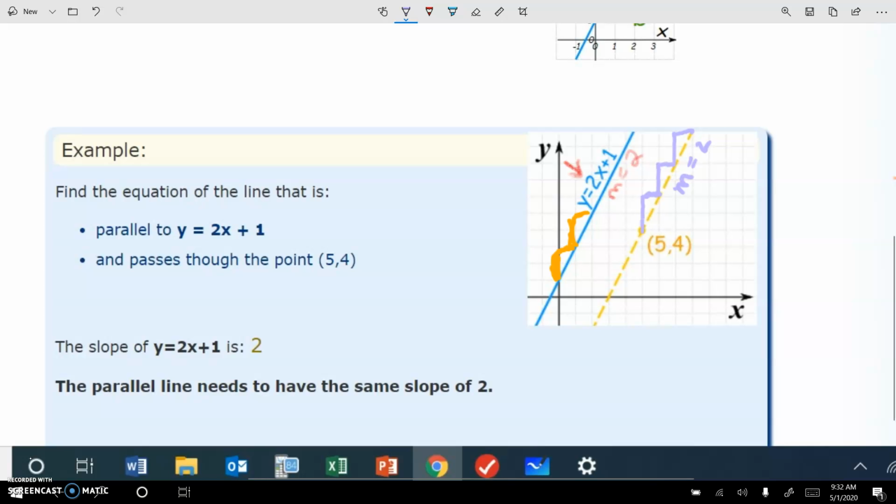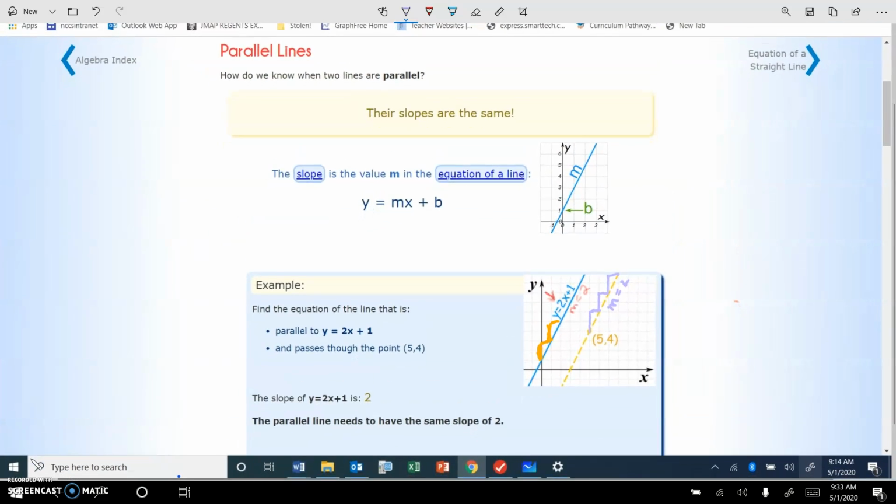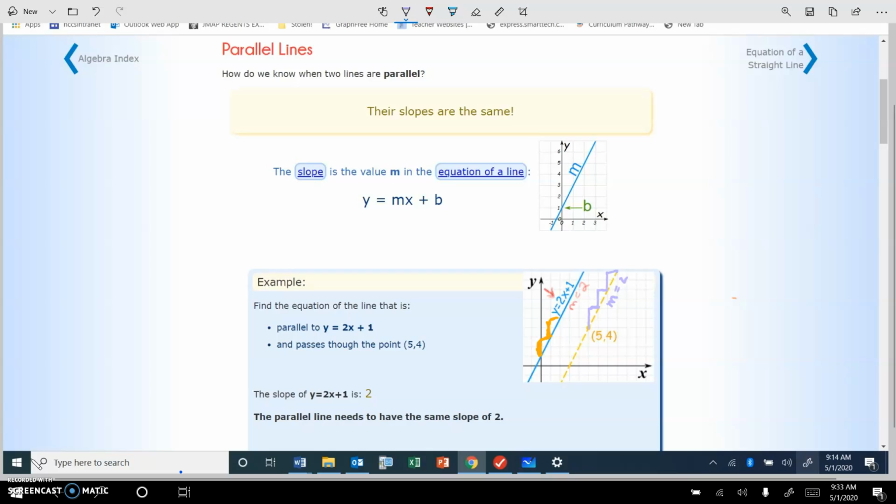Okay, so I'm going to bring this back down. That's what we want to work on today, parallel lines. How do we know when two lines are parallel? Their slopes are the same. That's it. Their slopes are equal or the same. We're going to work on some problems with that. We're going to start slow and then get into more of it tomorrow.